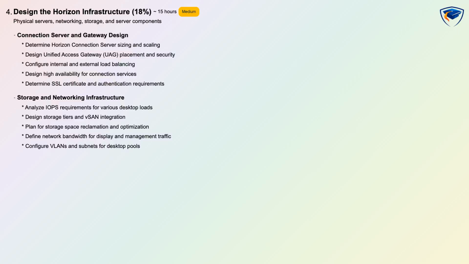Design the Horizon infrastructure covers 18%, is medium difficulty, and takes about 15 hours to learn with both conceptual and scenario-based assessment. You will design connection server and gateway components by sizing connection servers, planning Unified Access Gateway placement and security, configuring internal and external load balancers, ensuring high availability for connection services, and specifying SSL certificates and authentication methods.